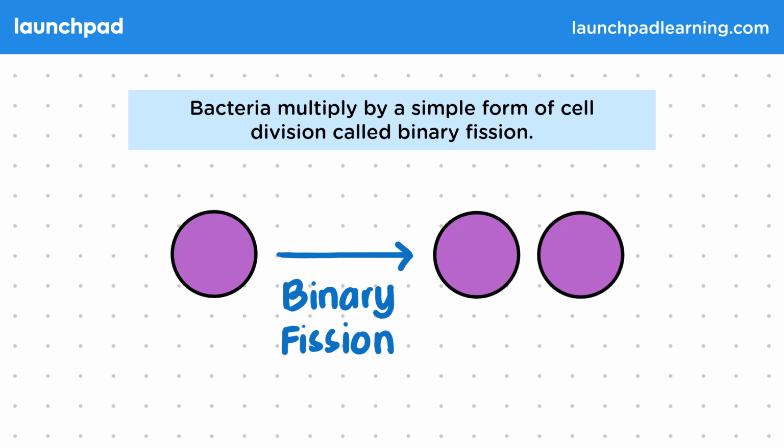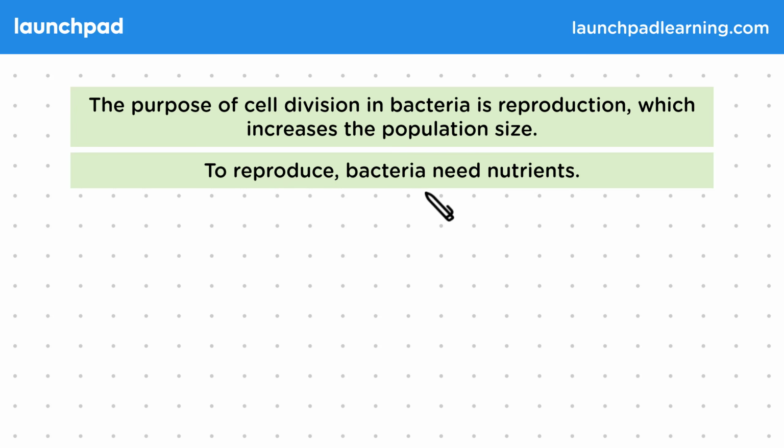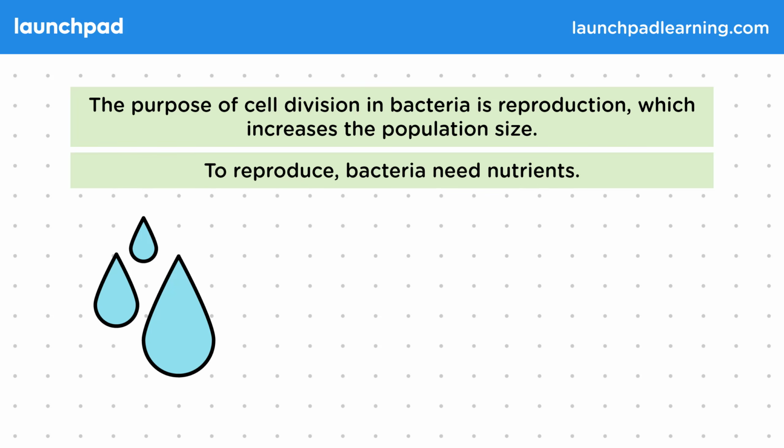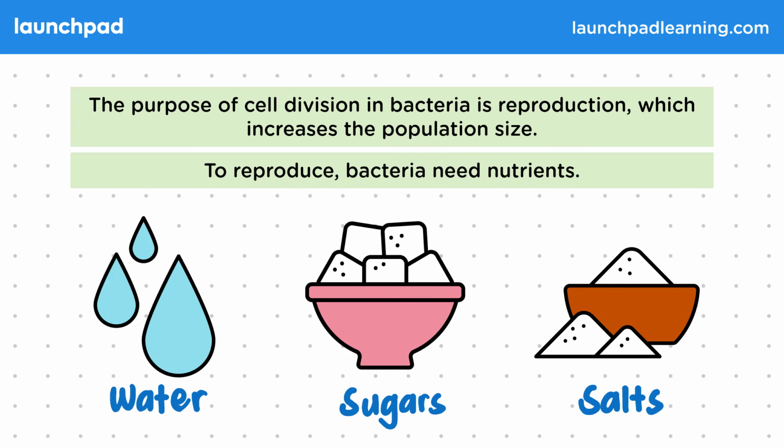What conditions do bacteria need to reproduce? The purpose of cell division in bacteria is reproduction, which increases the population size. To reproduce, bacteria need nutrients. These nutrients are quite familiar to us. They are water, sugars, and salts. So if they have all of these things, how quickly can bacteria reproduce?